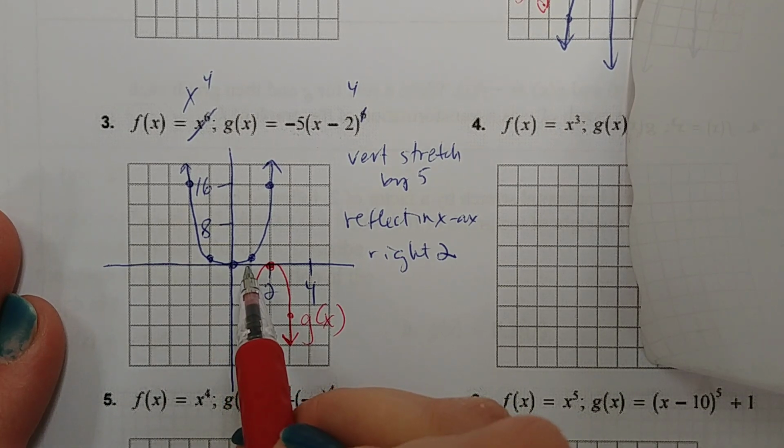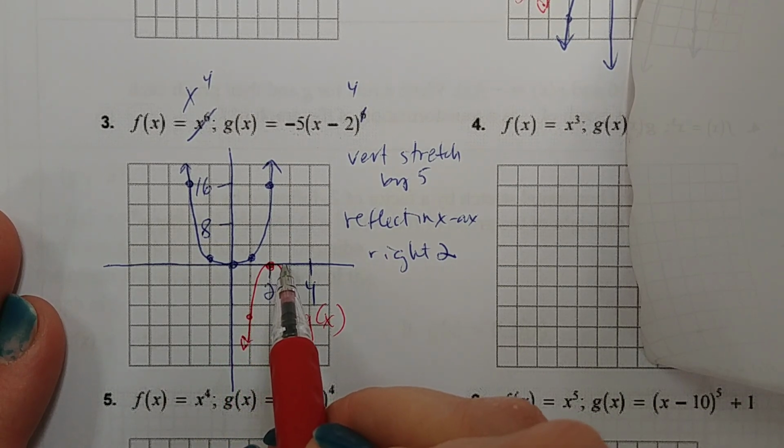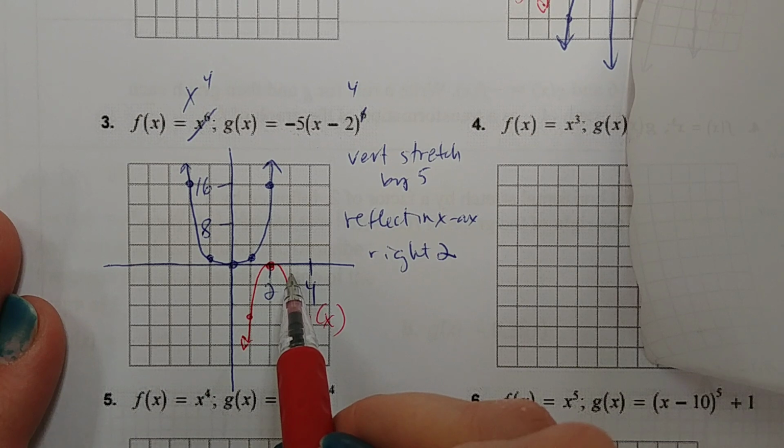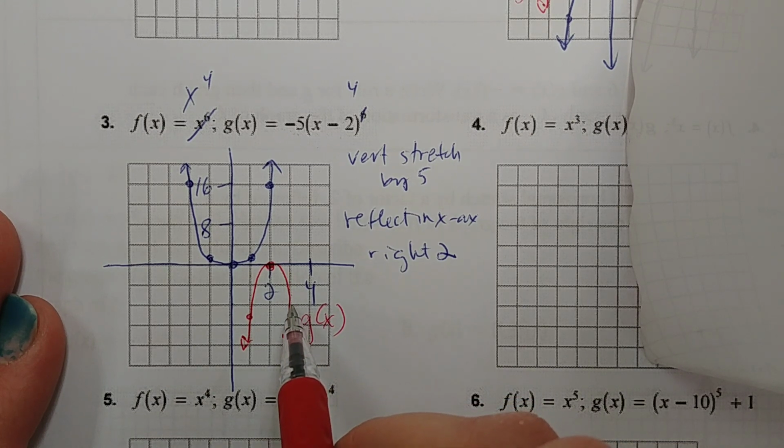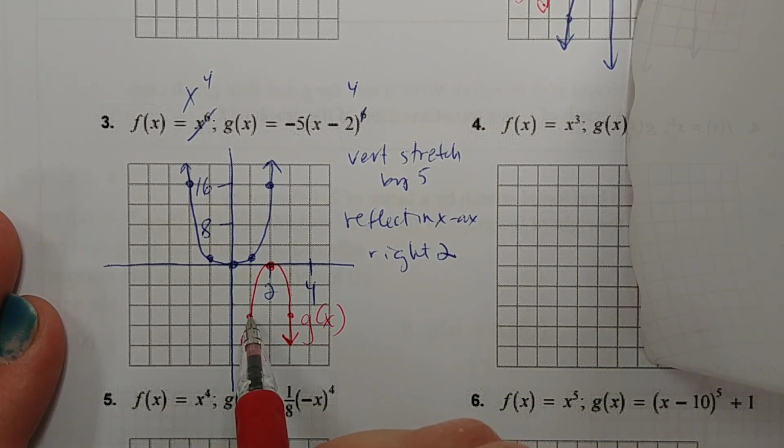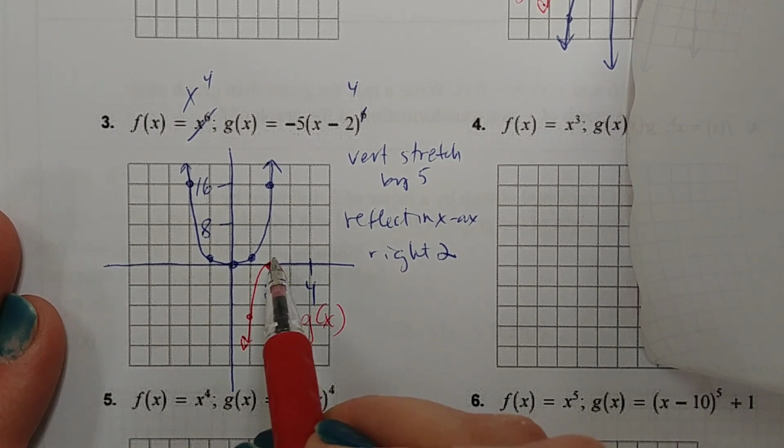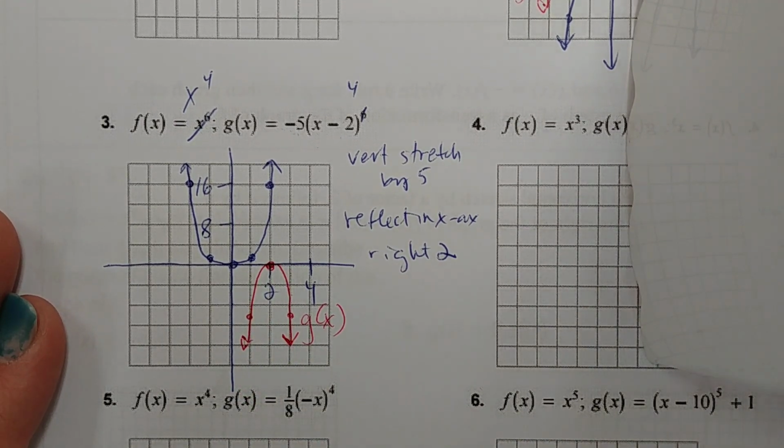So I took this point that was over 1, up 1, and I went over 1, down. 1 times 5 is 5. So 1, 2, 3, 4, 5. Same over here, and I can't fit any other points on this graph, so I'm just going to have to leave it with those 3.